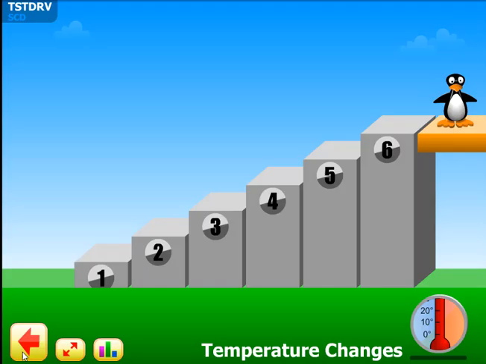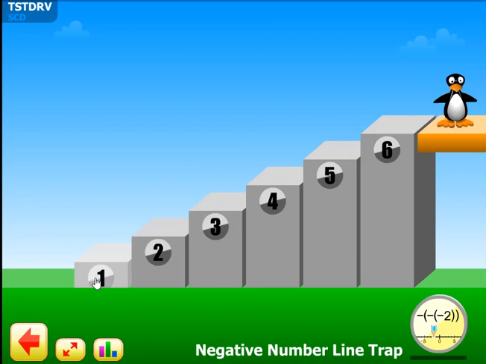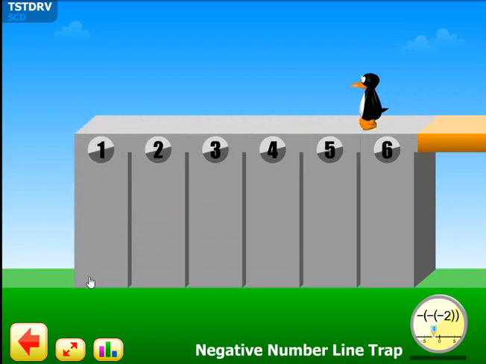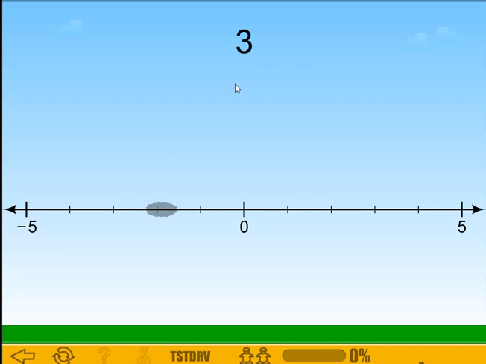All right, so there's one way to think about integers and negative numbers. Another way is the negative number line trap. This one's always fun. So 3 is there. Easy peasy. 1 is there. Easy peasy.